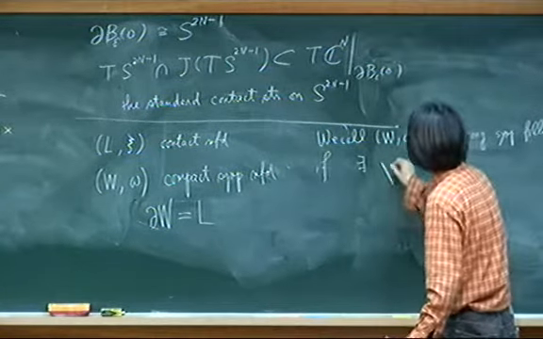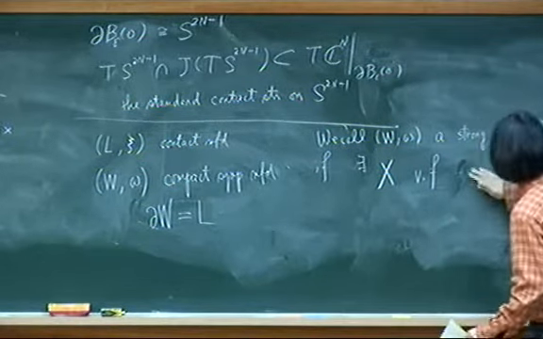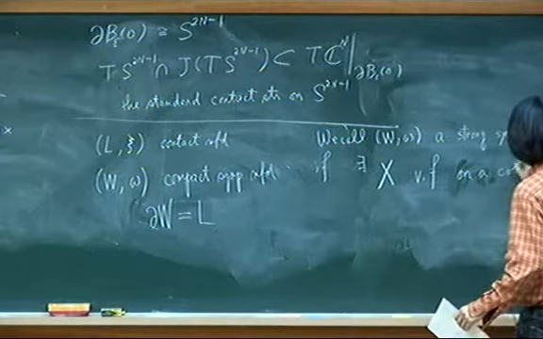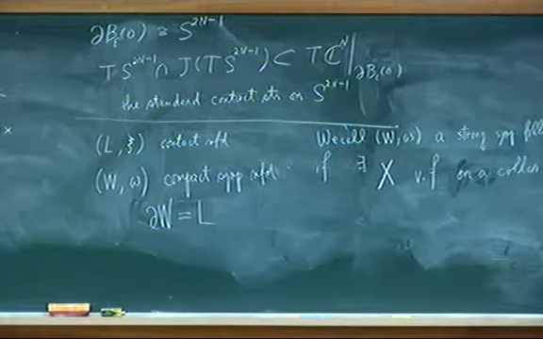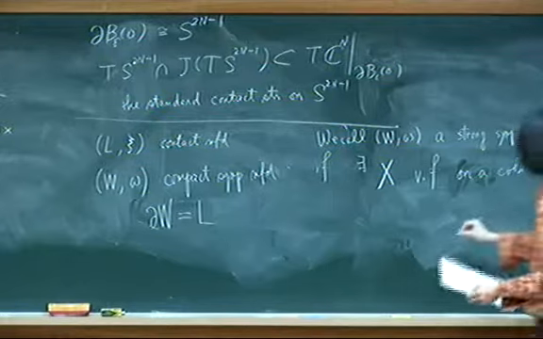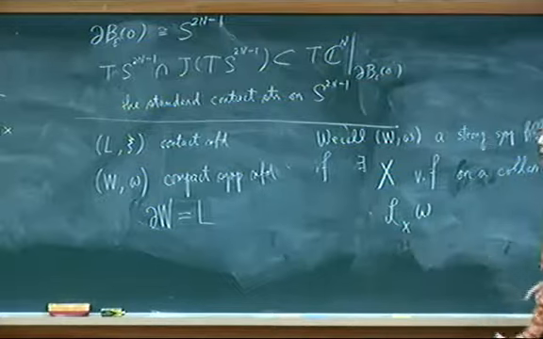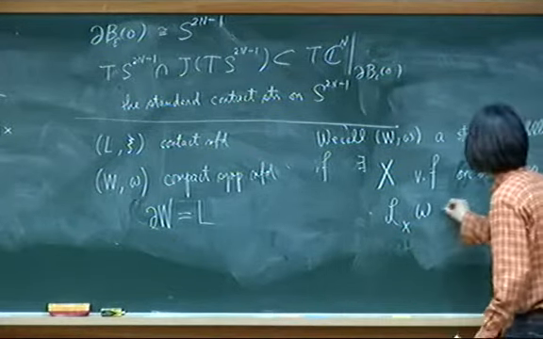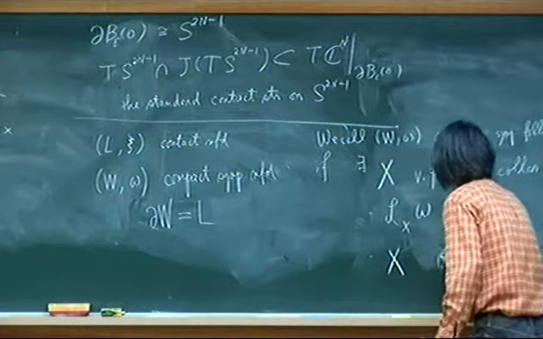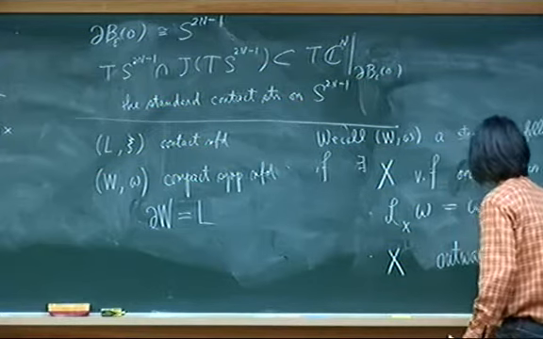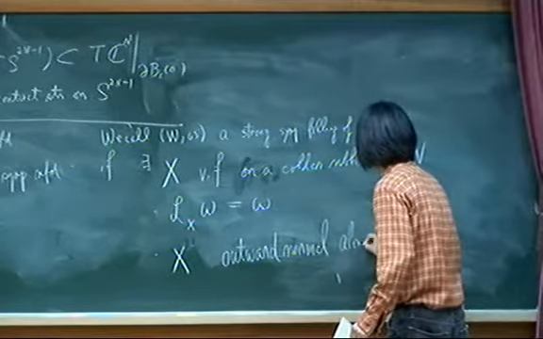So if there is a vector field X on a collar neighborhood of dW, which satisfies two things. So one is that this X actually dilates this symplectic form like this. And the second condition is that X is outward normal along the boundary.